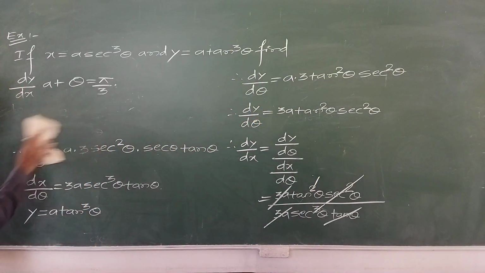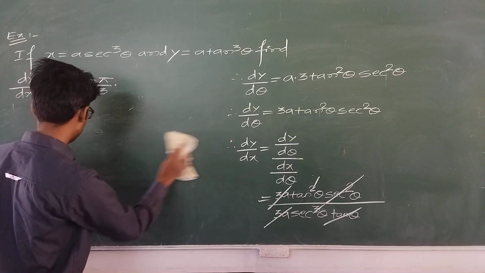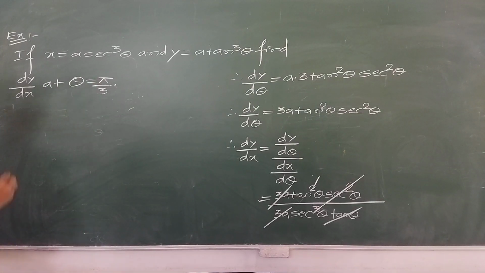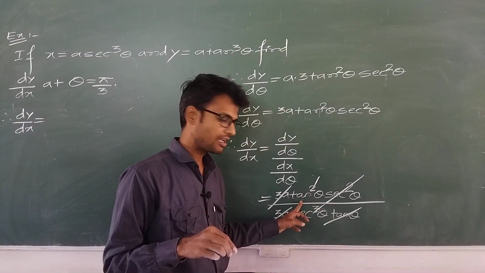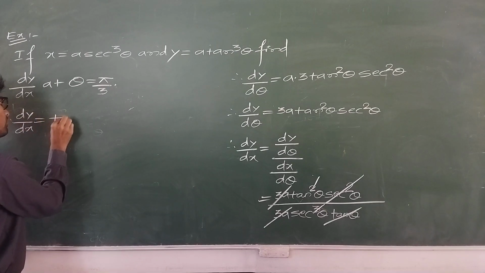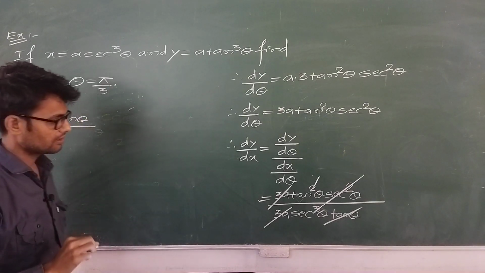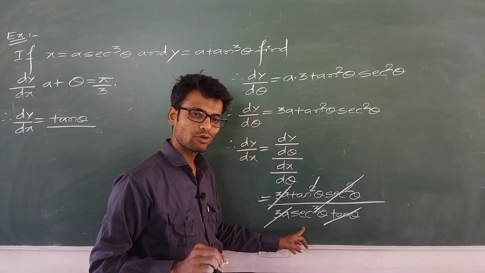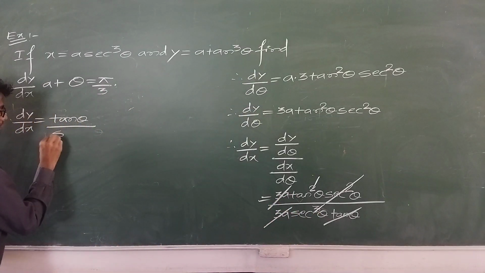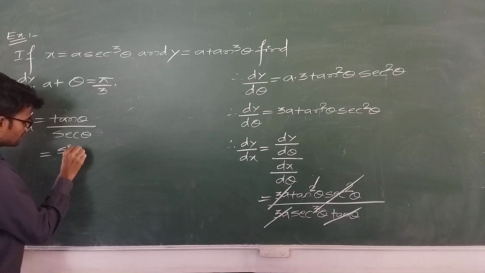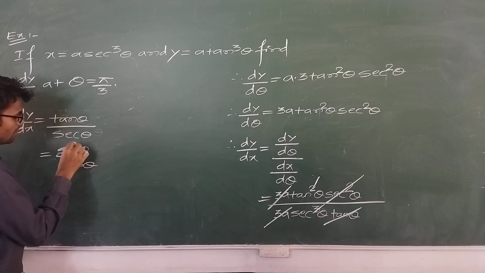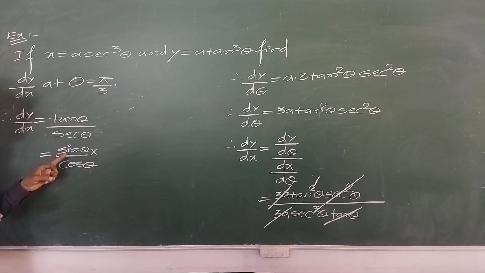So therefore I will write the value of dy by dx is equal to tan theta. Tan theta and one tan theta from tan square theta get cancelled, so tan theta remains in the numerator. Sec square theta and one sec square theta from sec cube theta get cancelled, so divide by sec theta remains. So now this is equal to tan theta. Tan theta is what? Sin theta by cos theta, and next we have divided by sec theta.